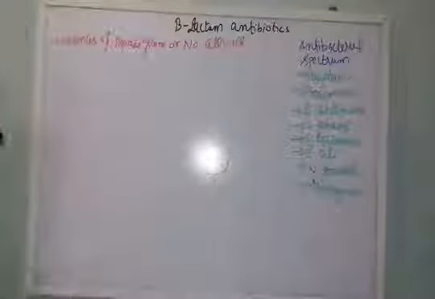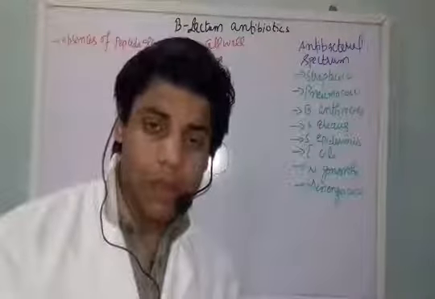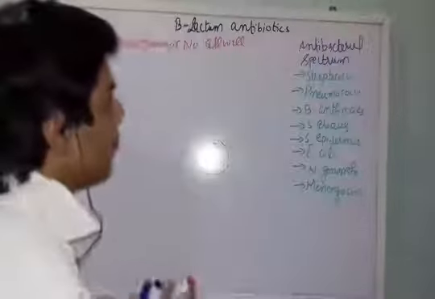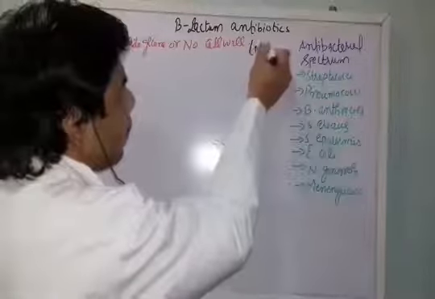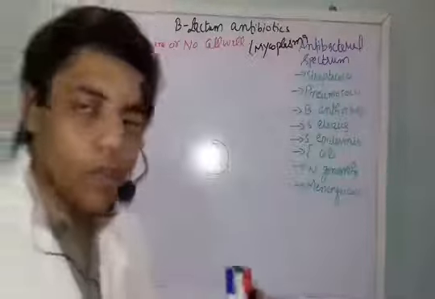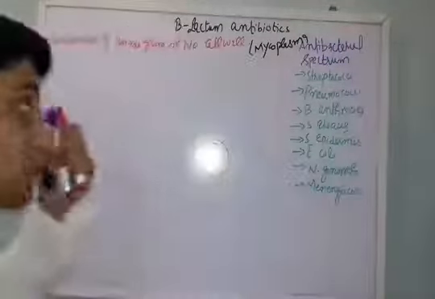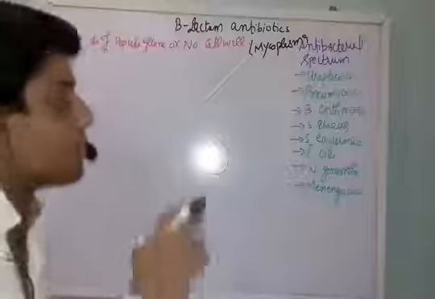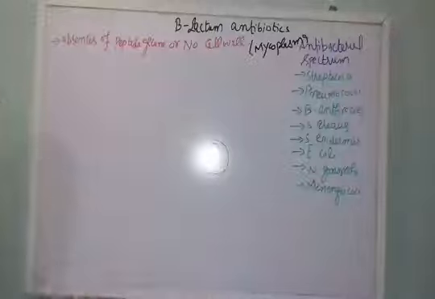What does it mean? It means that some bacteria don't have a cell wall, like mycoplasma. Mycoplasma is a very small bacteria, and it doesn't have a cell wall. So let me write the example here. Mycoplasma will show resistance. Why? Because these bacteria don't have a cell wall. And if you remember the mechanism of action of this beta-lactam antibiotic, it interferes with cell wall synthesis. So this is the first.